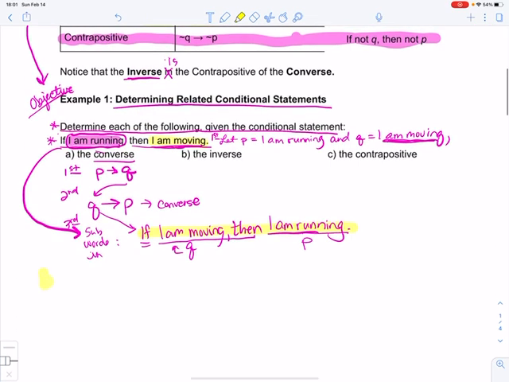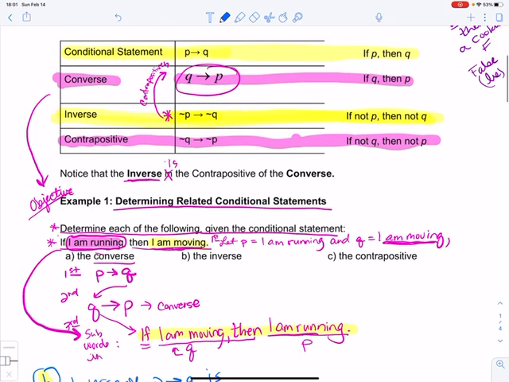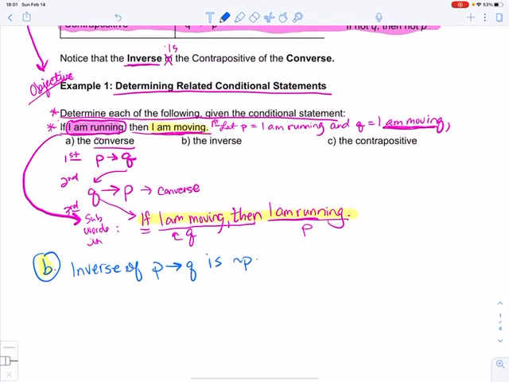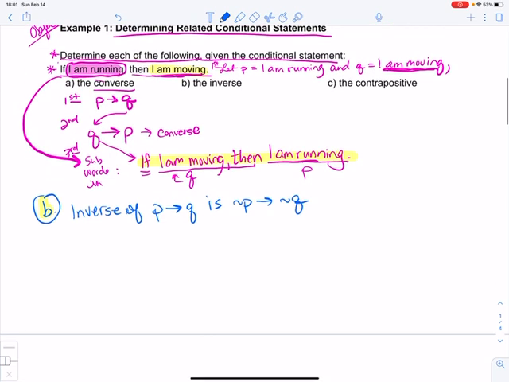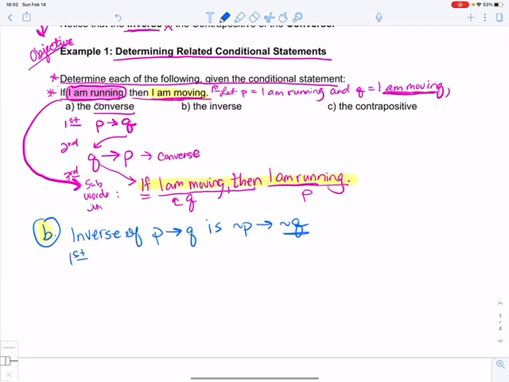If we want to find B, well, let's do a different color here. We want to find the inverse. Well, the inverse of if P then Q, or P implies Q, is, well, if you look up here, it says you have to negate them both. So we negate the P. So this becomes not P implies not Q. And then we obviously negated the Q. So we would take the if-then statement, P implies Q, apply our inverse rule, which is just to negate the P, then Q.